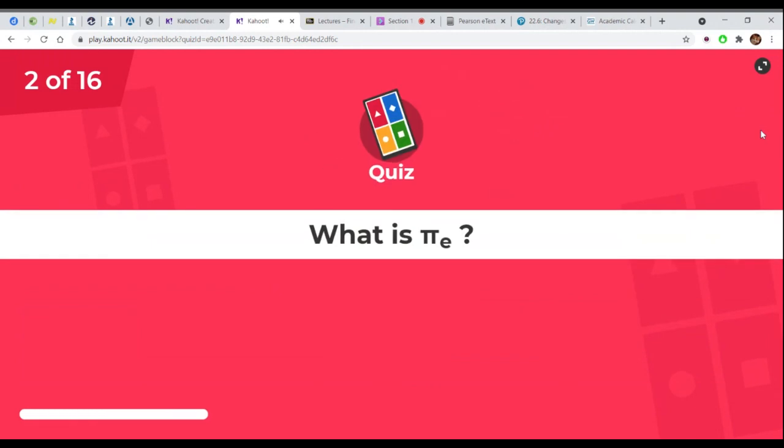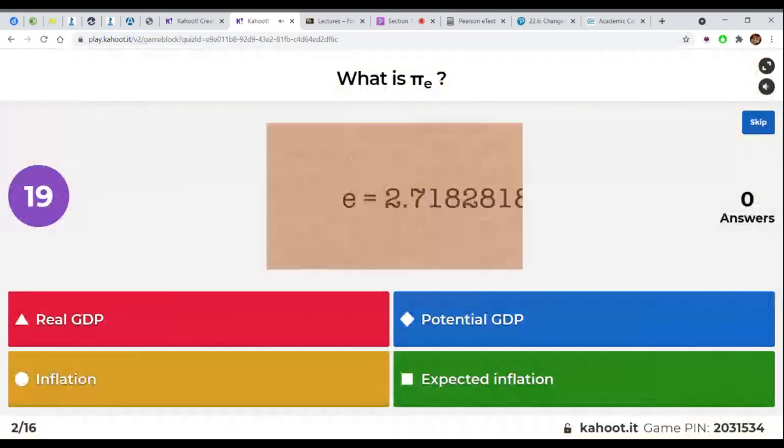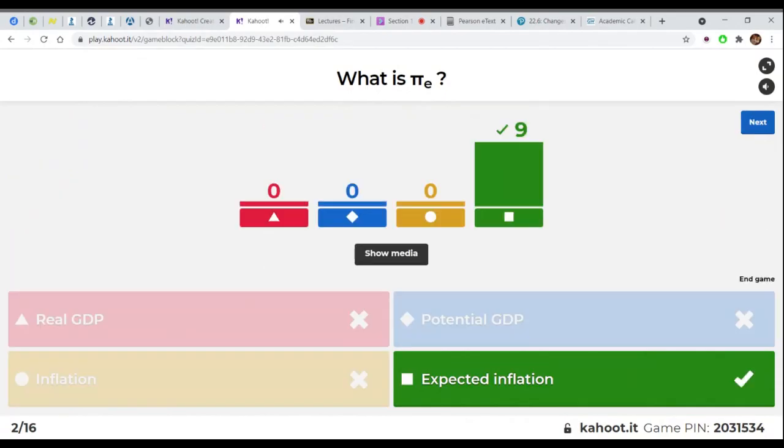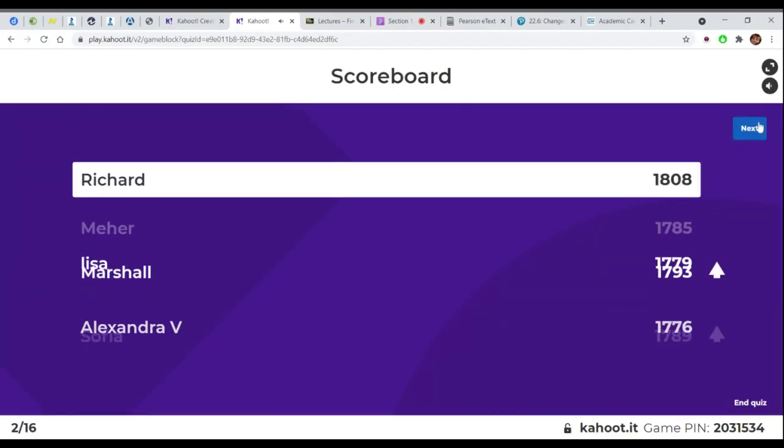What is pi sub e? It is indeed expected inflation. Good job, everyone.